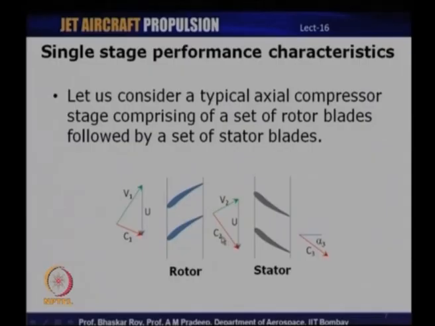It is basically the absolute velocity that enters the stator and exits at a velocity of C3, leaving at an angle alpha. So, here we can see as the flow enters the rotor and exits the rotor, there is a deceleration in terms of the relative velocity, and that is what leads to diffusion. And similarly, as the flow enters the stator, the absolute velocity decelerates from C2 to C3, leading to diffusion.